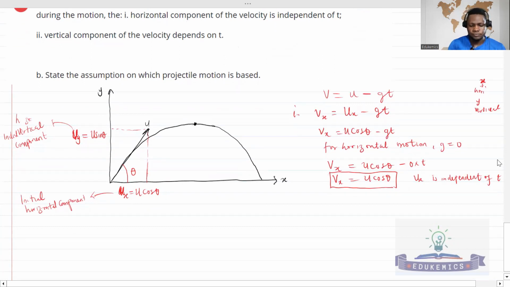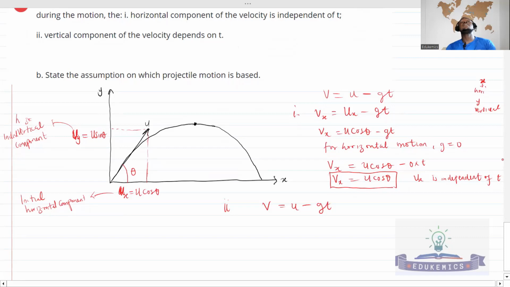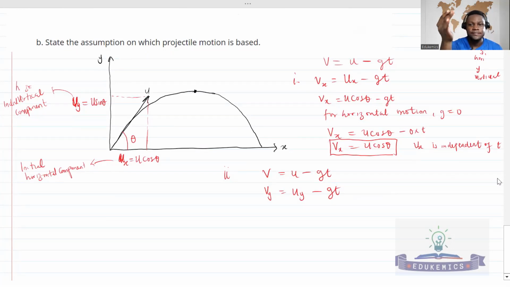Now, for the second part, we show that the vertical component of the velocity depends on t. So we use the same equation, v equals u minus gt. But now we're dealing with the vertical component, so the subscripts I'll be using will be y. So vy equals uy minus gt. Remember, the y's are subscripts, so they are not products. vy does not mean v times y. It's just a subscript to represent vy, the final vertical velocity, and uy, the initial vertical velocity.